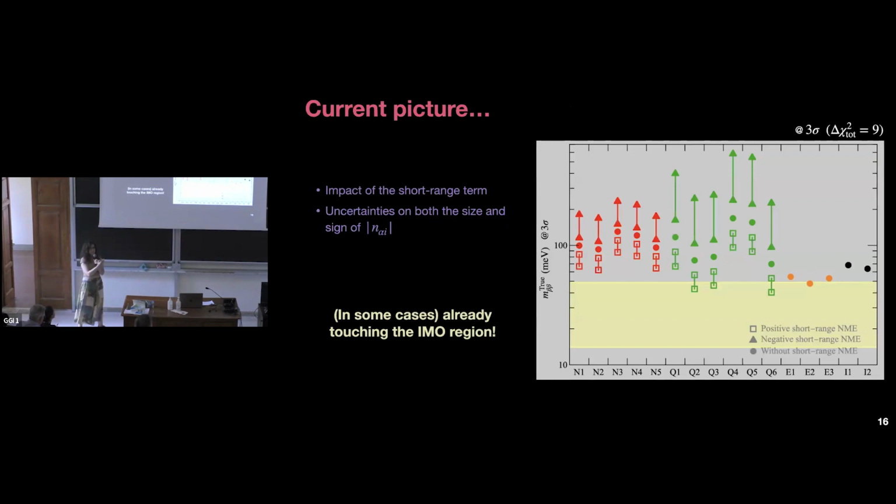These are the current sensitivity, the current bounds on the effective Majorana mass that we have, exploiting the current neutrinoless double beta decay experiments. In this case, I introduced both the possibility for the short range to be positive or negative. And you can see that, besides the huge uncertainty carried by the unknown sign and absolute value of this contribution, in some cases we are already touching the upper bound on the inverted mass ordering region.